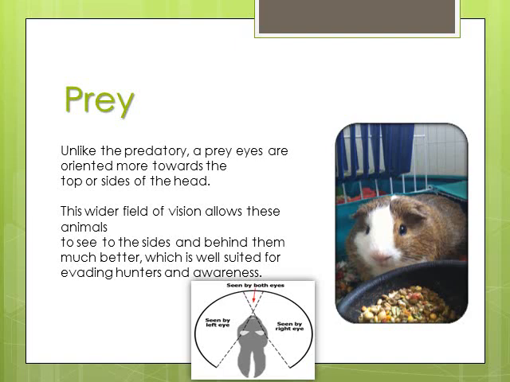In contrast, prey eye location is different from that of a predator. Generally, their eyes are oriented more toward the sides or the top of the head. They have a wider field of vision and better peripheral vision. They are capable of seeing to the side and behind much better than forward eyes. This is ideal for awareness of surroundings and evading predators. This field of vision can be seen in the diagram below.